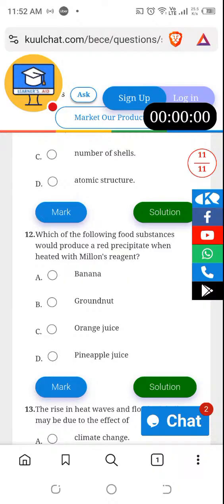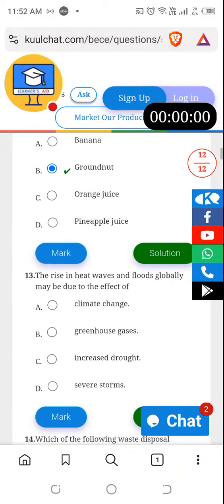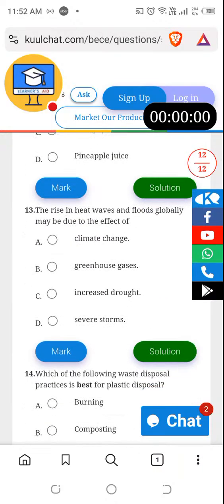Which of the following food substances would produce a red precipitate when heated with Millon's reagent? That means which of these contains the most protein? The answer should be groundnut. Good. Question number 13.